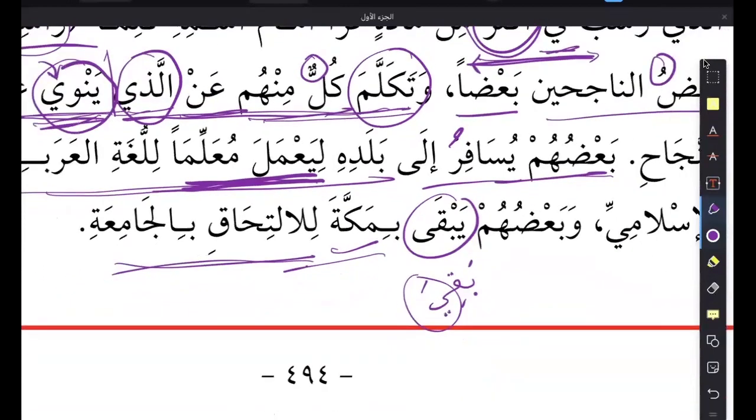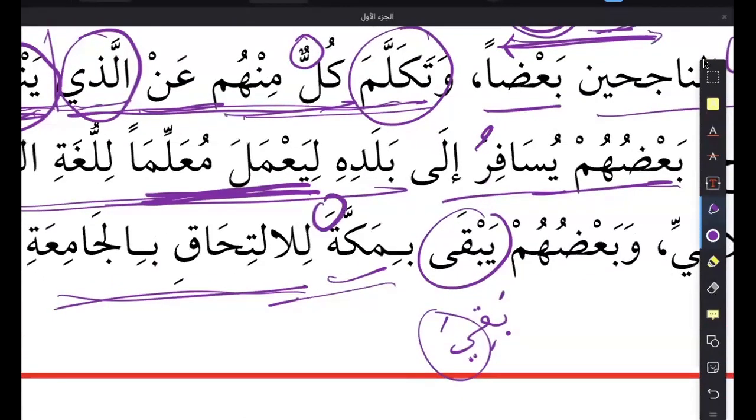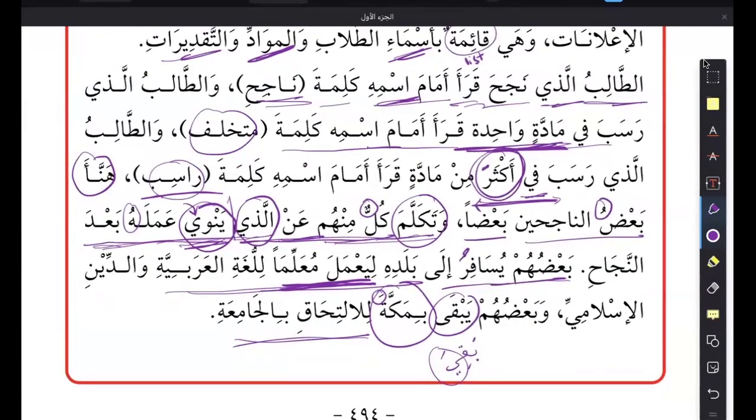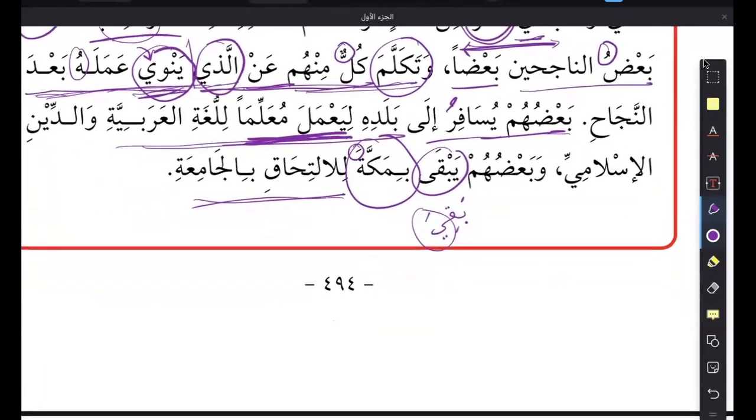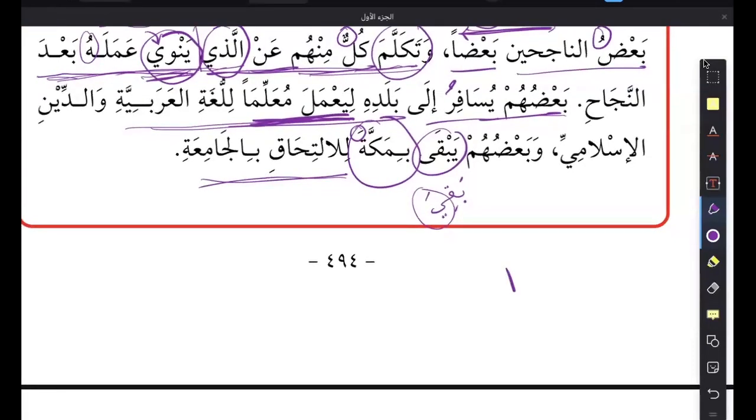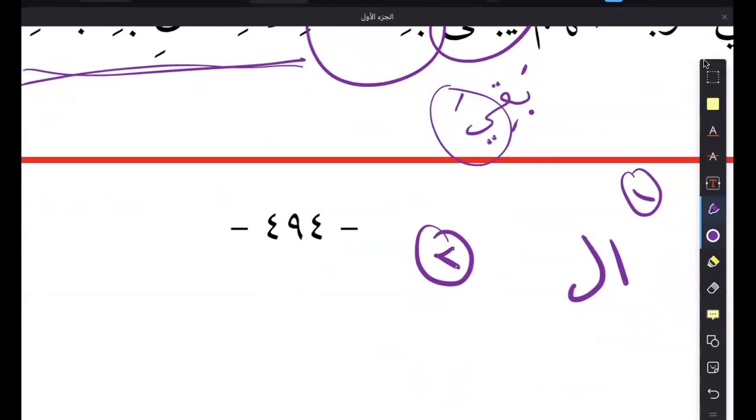What's going on here? Why do we have a fatha here? Shouldn't it be makkati or bimakkatin? This is mamnu' min as-sarf, غير منصرف. It cannot take tanween, it cannot take kasra. Do you know when mamnu' min as-sarf takes a kasra? Okay, ahsan. When it is prefixed by al. And what is the second time it takes kasra? When it is mudaf, then it will take a kasra.